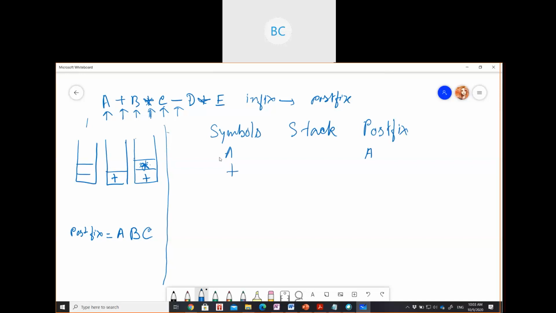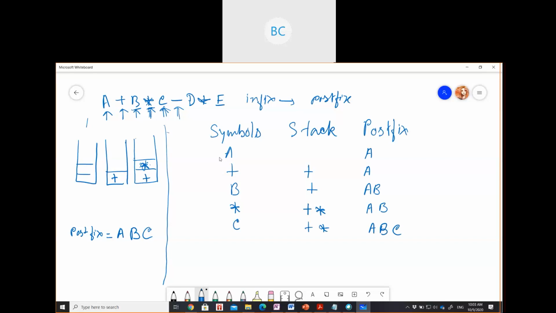So you put it onto the stack and your postfix will remain same. Next you have B, symbol B. So your stack will remain same and you will put that number or variable in the postfix notation. Next you have a multiplication. So you will push it to your stack and this will remain same. Now you have C, so you will keep it as it is and put this A, B, C here.